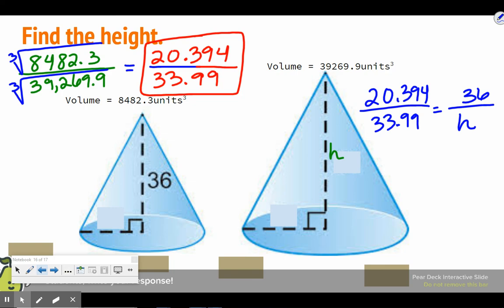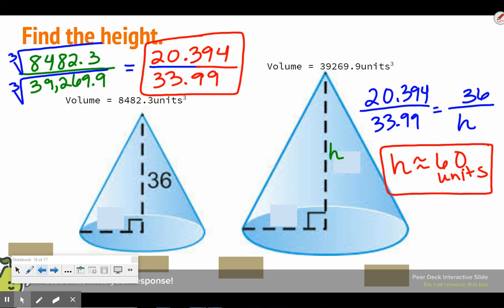Okay, because I couldn't just use the volumes to help me. I need to cube root them to help me find the height. Then we cross multiply. 36 times 33.99, and then divide by 20.394. So our height ends up being approximately 60 units after you do your cross multiplication.